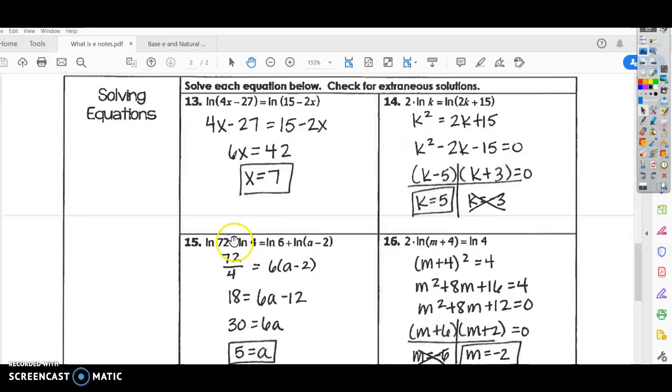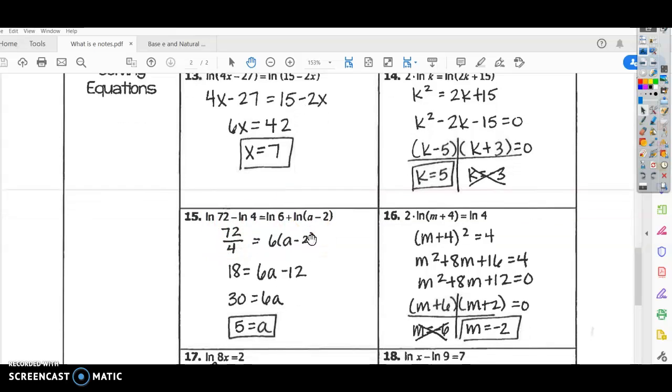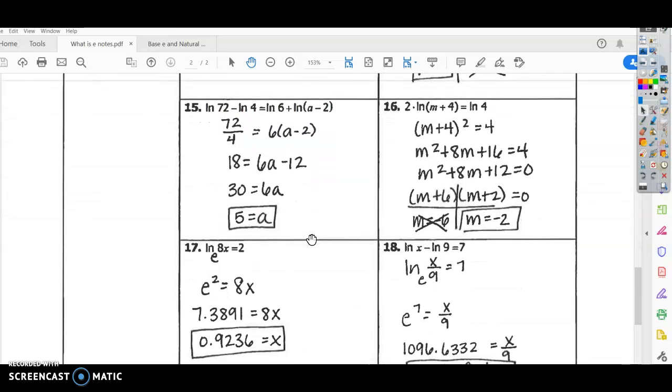Okay, we have subtraction, so this is going to become division, 72 divided by 4. You have to condense before you can solve. This is addition, so this becomes multiplication, 6 times a minus 2. So you're going to distribute the 6 and then solve. So add 12, divide by 6, and you're going to get 5. Again, plug it in. You should see that this one satisfies that equation, so it works.